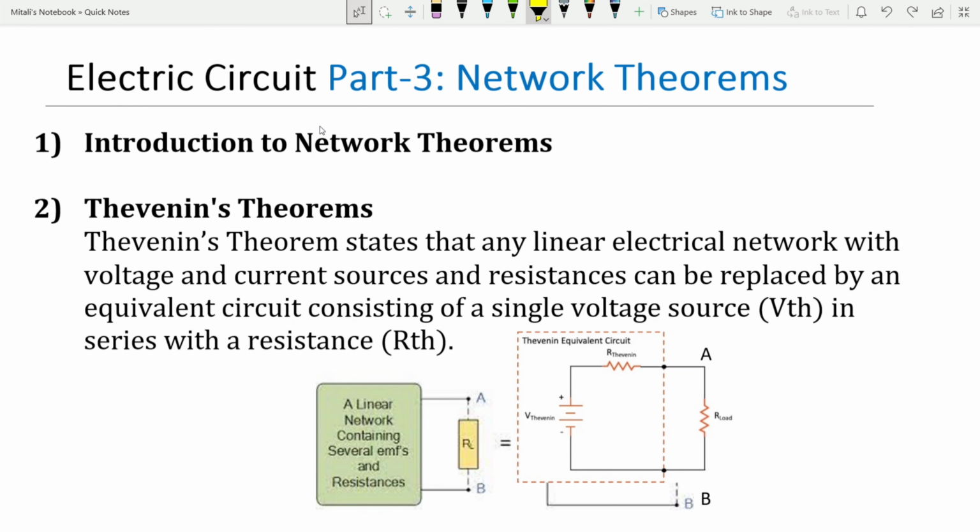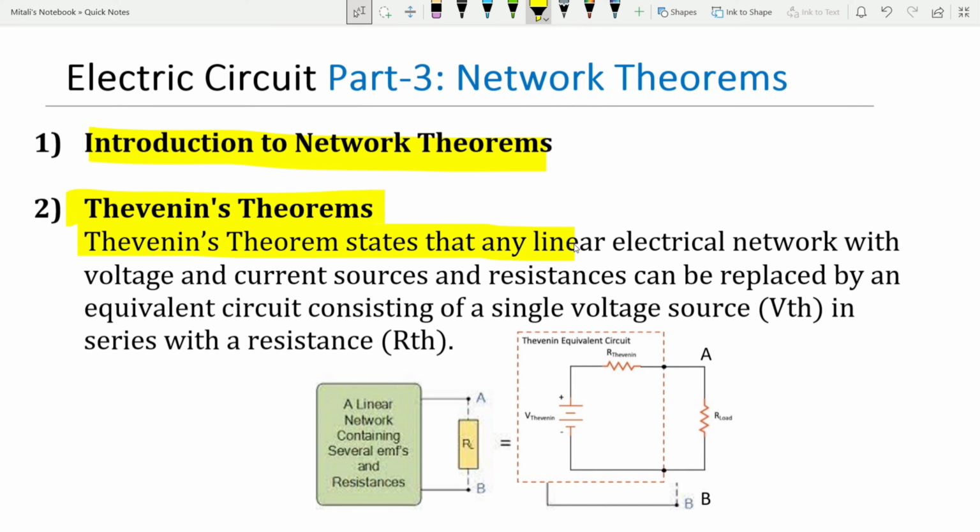Let's dive right in. So first we see the introduction to network theorems. Network theorems are powerful tools that help us analyze and simplify electrical circuits. They provide methods to reduce complex circuits into simple forms, making it easier to solve for currents and voltages. We will start with Thevenin's theorem.